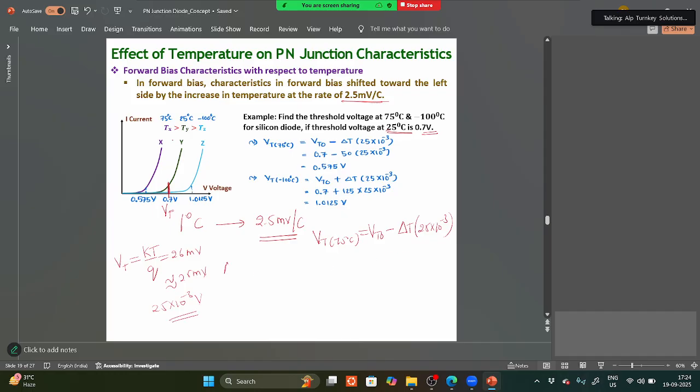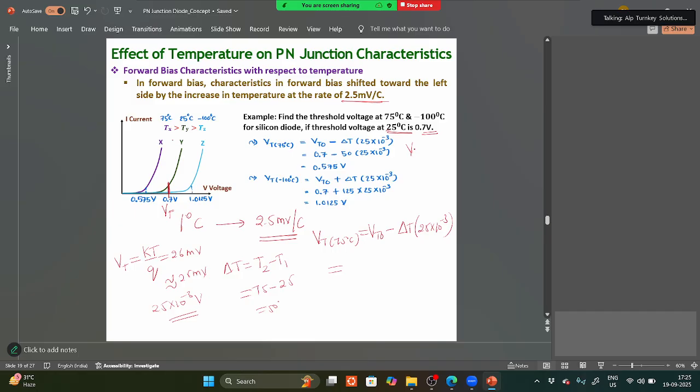Okay, so that is this formula. And delta T is the change in the temperature. So change in the temperature is T2 minus T1, which is nothing but 75 minus 25. How much are you getting? This is 50 degrees Celsius. Okay, so that is Vt naught.